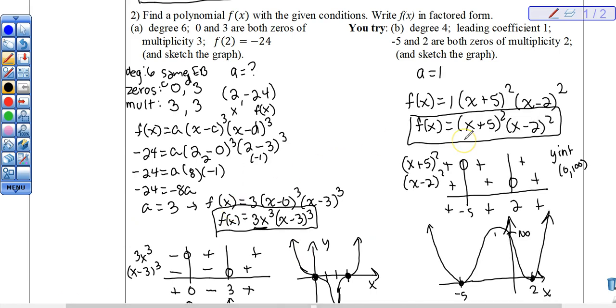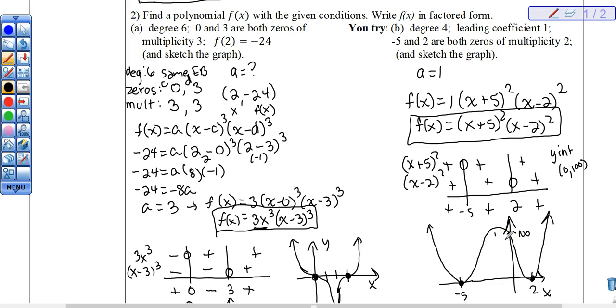Okay, so your f of x, your equation was (x + 5)^2 times (x - 2)^2. Your graph is always positive unless it's at 0. And we did tuck in the y-intercept in there by plugging in 0 for x. We got 0 plus 5 squared, so 25 times 4 is 100. So we just tag that on your graph.